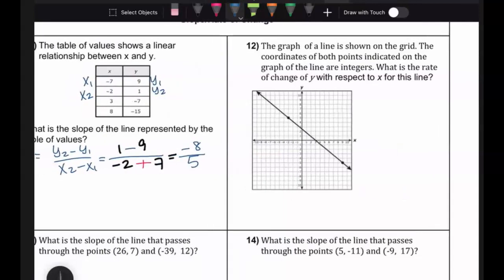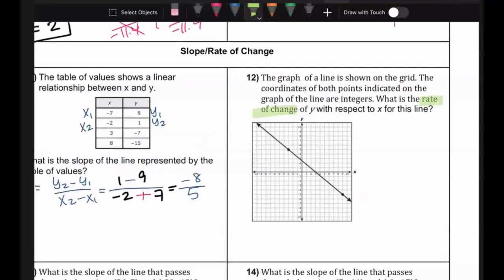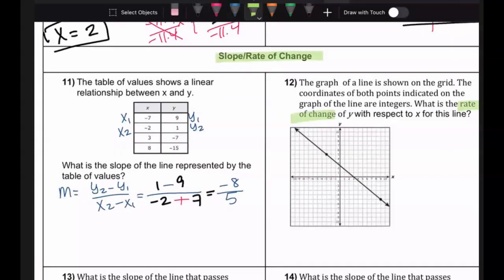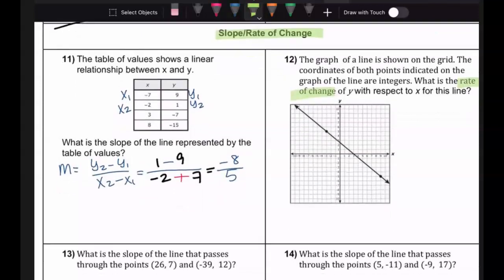So we continue for number 12. The graph of the line is shown on the grid. The coordinates of both points indicated on the graph of the line are integers. So that means they're perfect points. What is the rate of change of y with respect to x for this line? Remember, rate of change means slope. So they just want us to find slope.